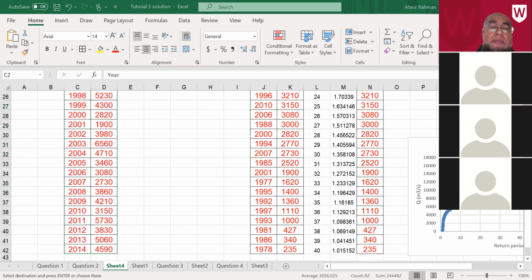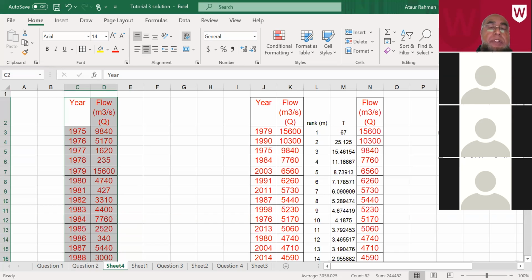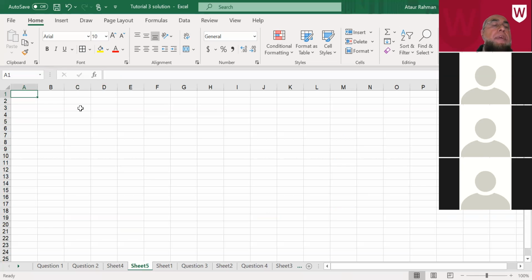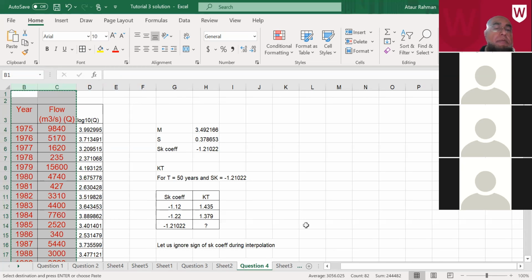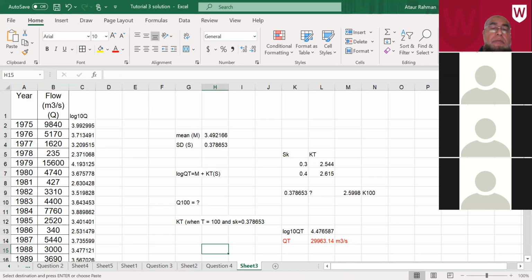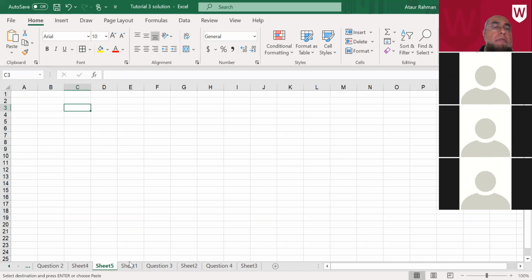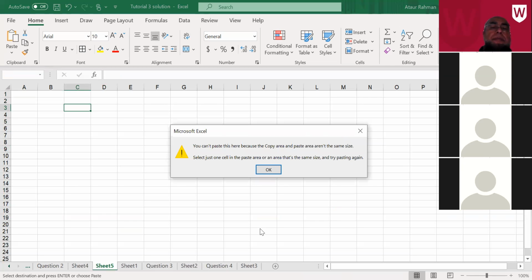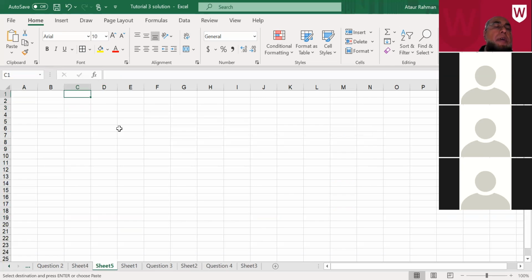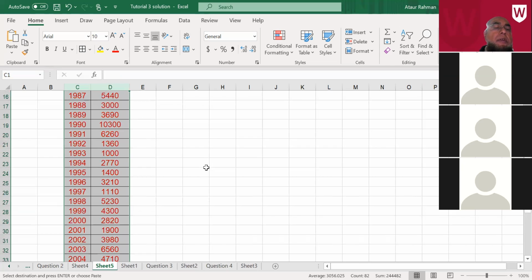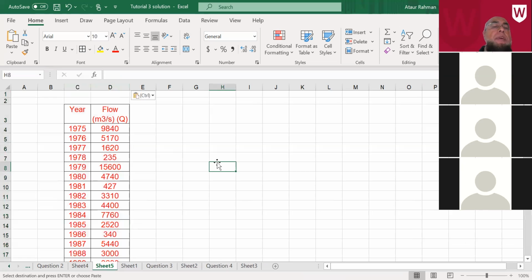Okay, so now we'll be using LP3 distribution. LP3 distribution is very important. Okay, so this is the flow data given for the site, and we have to use LP3 distribution.